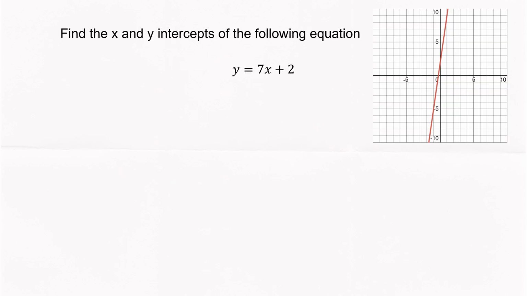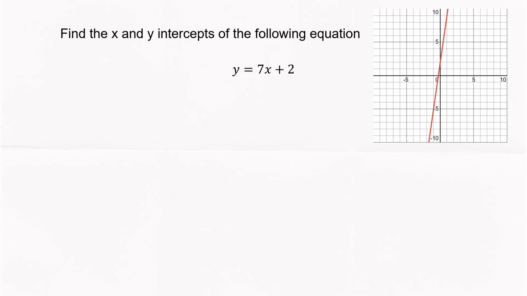Now this question says find the x and y intercepts of the following equation. So before we try to find the x and y intercepts, we need to understand how to graph this equation first. So our equation is y equals 7x plus 2. We should recognize that this is a linear equation. So if you look at the figure right here on the right, that's the graph of y equals 7x plus 2.